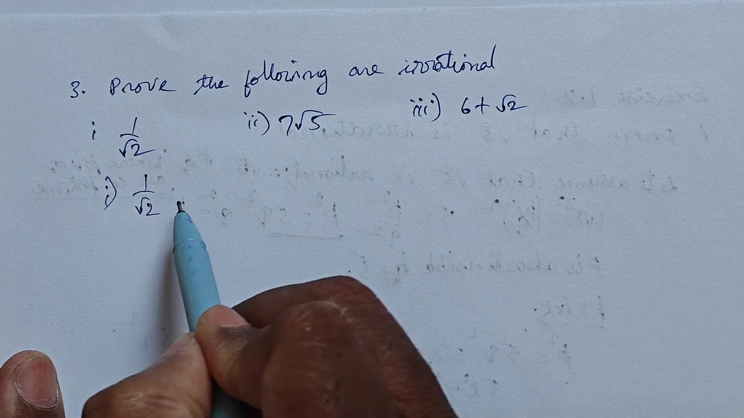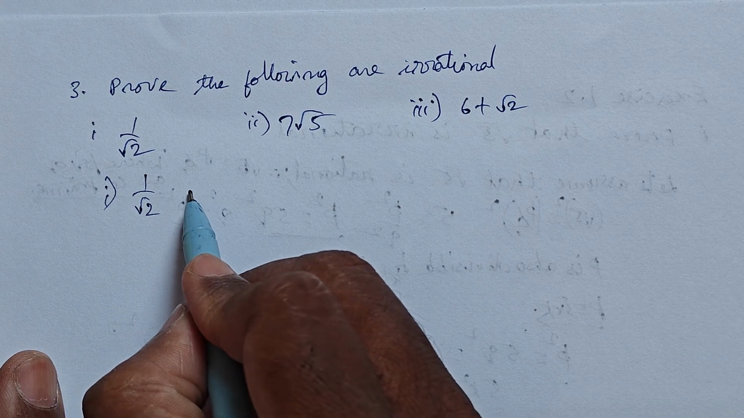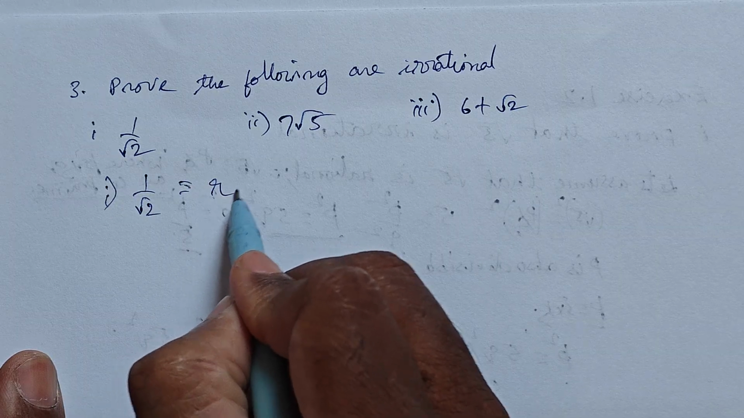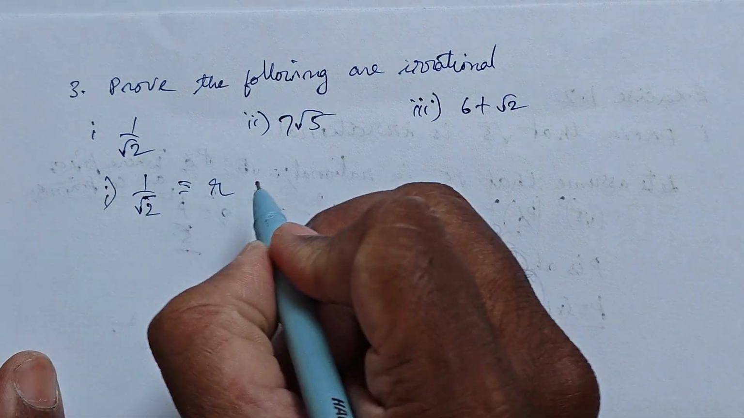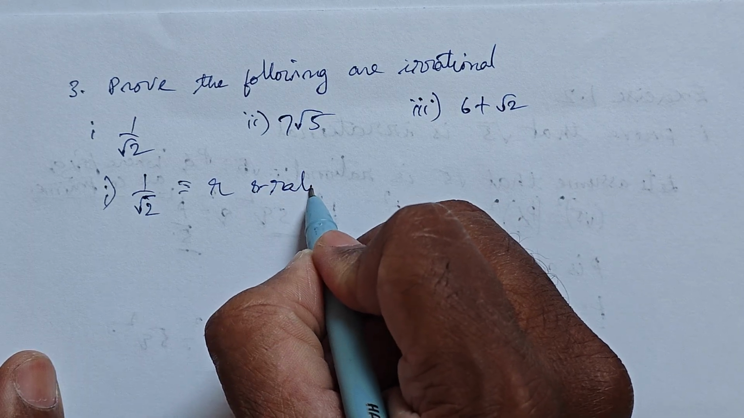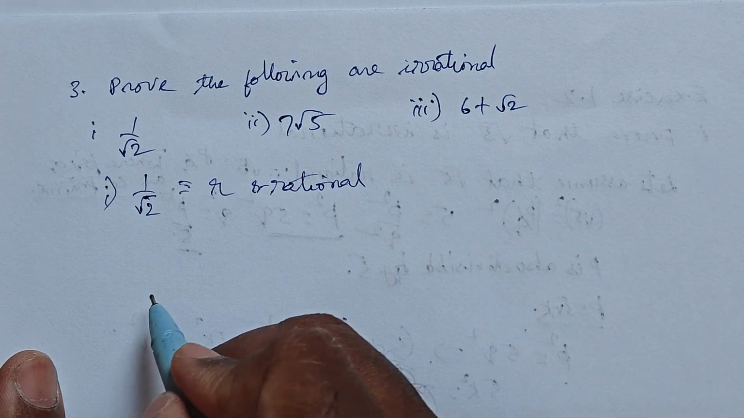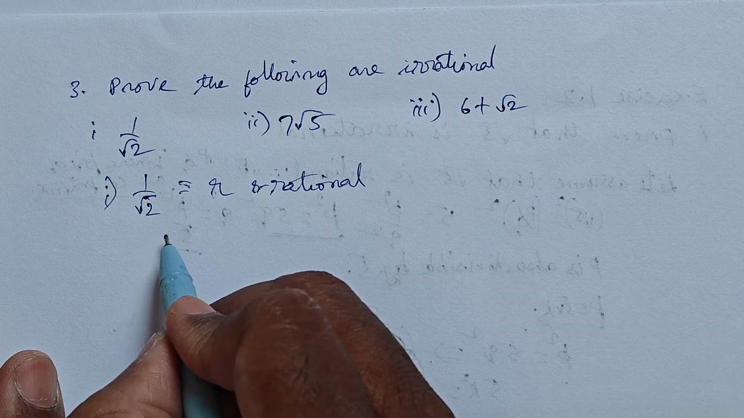If 1 by root 2 is, let us say 1 by root 2 is a rational number and it is equivalent to some r. Okay, 1 by root 2 is some r. r is a rational number. If r is a rational number, how can I write this one? Rewrite.